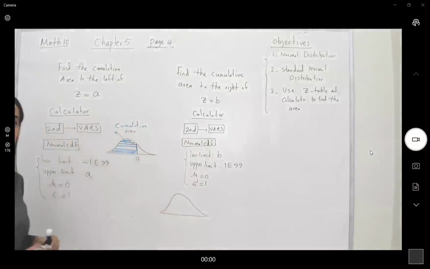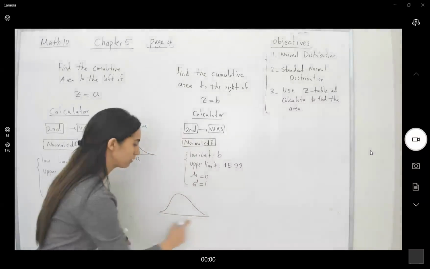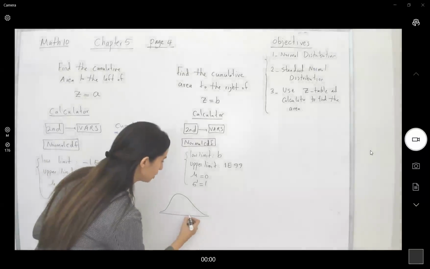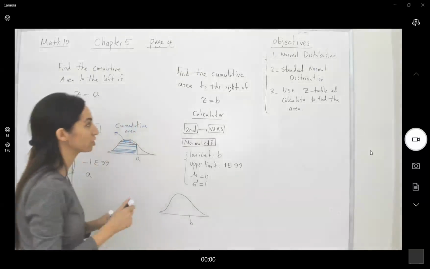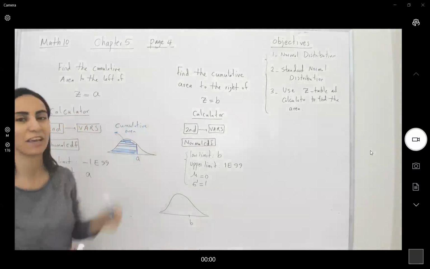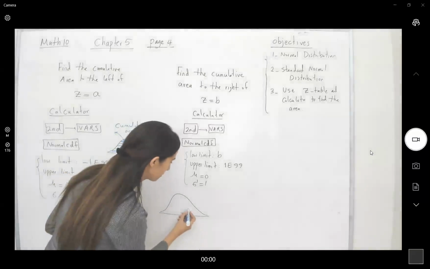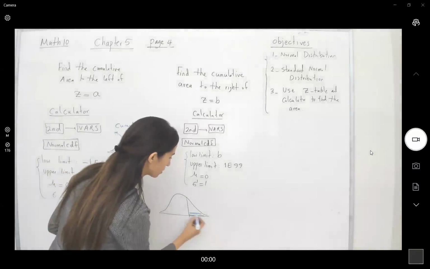All of the z values are on the horizontal axis. And suppose you have your b here. And the question is asking to find the cumulative area to the right side of b. The right side, it's going to be here.